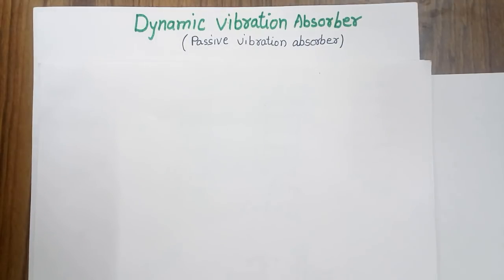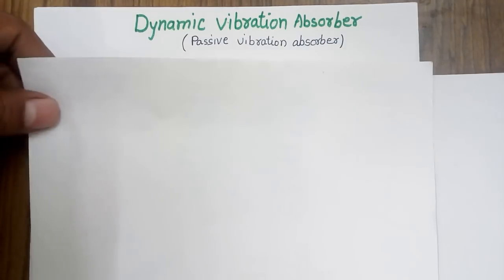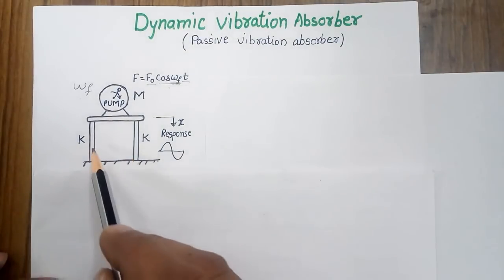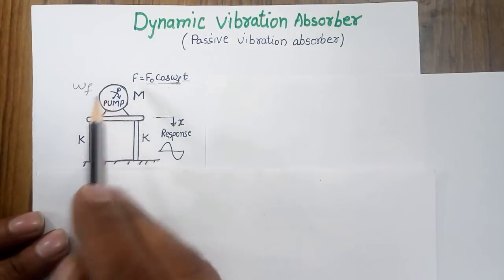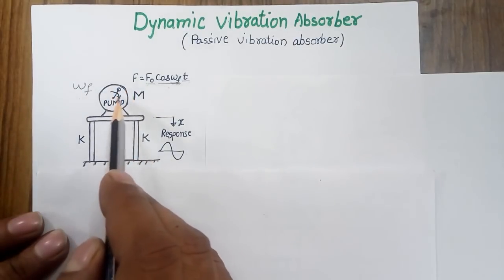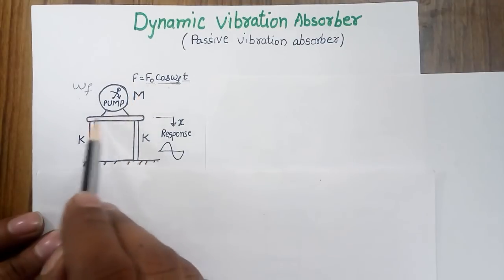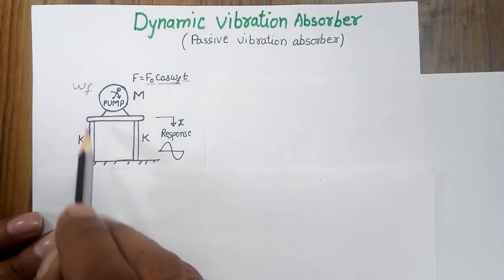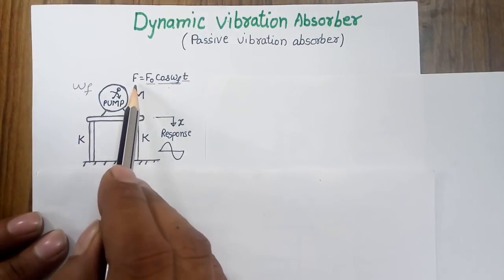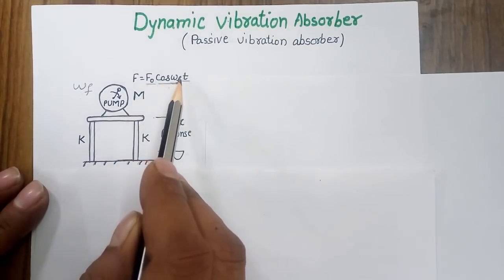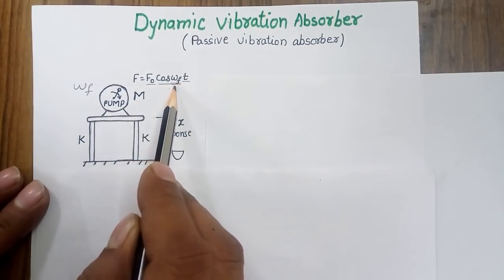a dynamic vibration absorber. To understand the function of a vibration absorber, let's consider a problem of a pump mounted on a platform. The pump is rotating with certain rotational speed, and because of the unbalance in the forces, a force is acting on the platform. The platform is having stiffness K in the vertical direction, and the force acting on the system is denoted by F0 cos omega t, where omega is the excitation frequency.